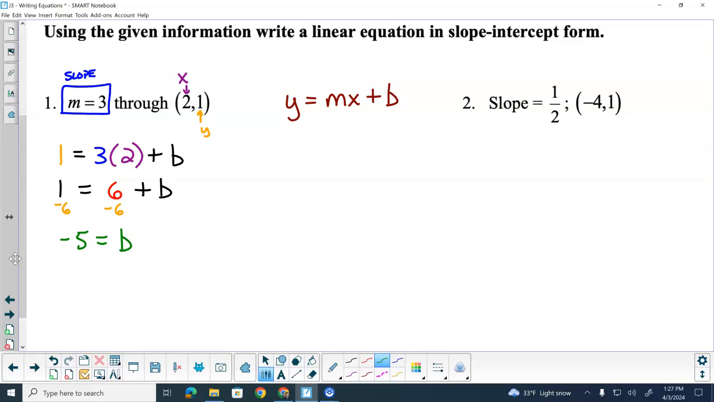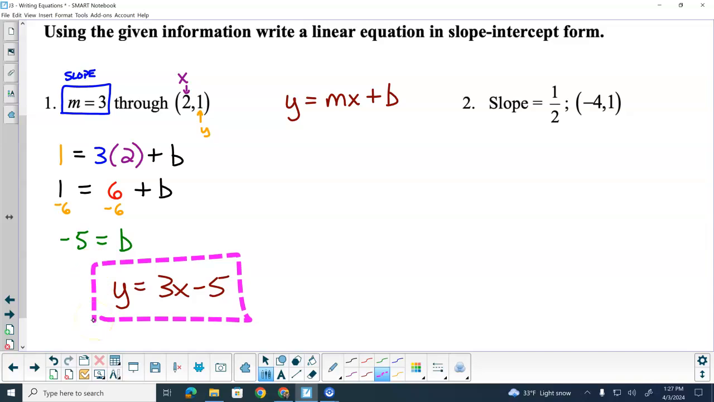Right? We need y equals mx plus b, right? We got an m. We got a b now. So what is the y equals mx plus b form? Yep, exactly. Good job. y equals 3x minus 5. Okay?